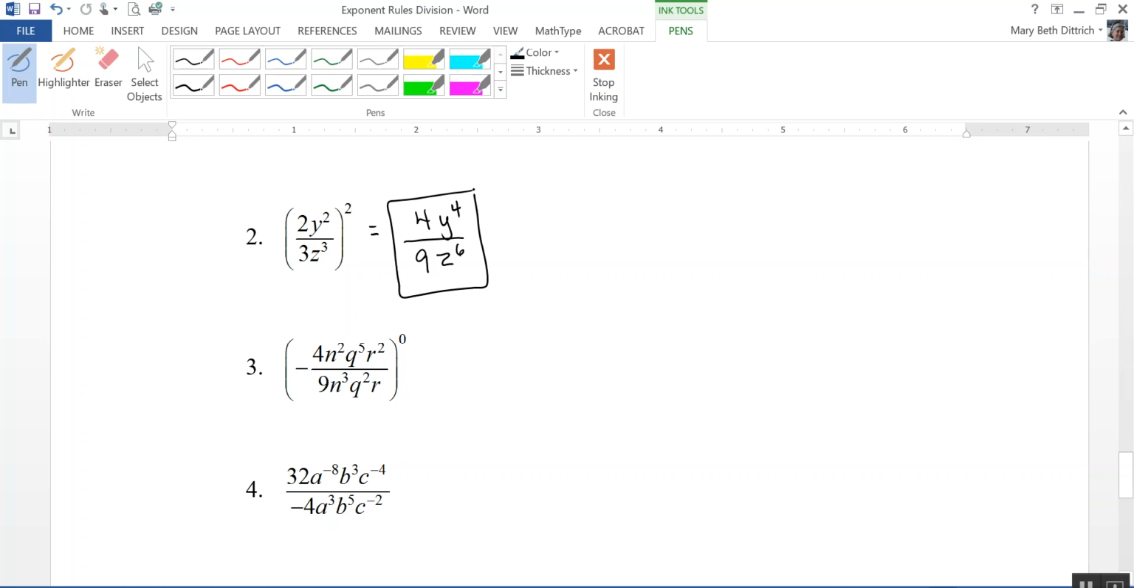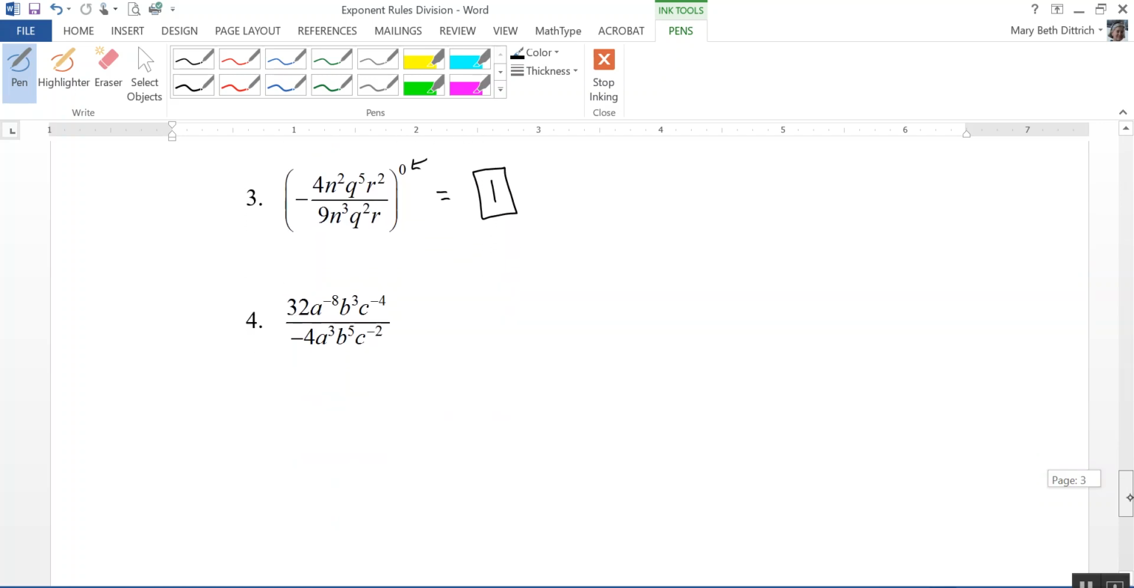Okay. Number 3, I have negative 4n squared q to the 5th r squared divided by 9n to the 3rd q to the 2nd r. The whole thing raised to the 0 power. Don't let that throw you off. That's just equal to 1.